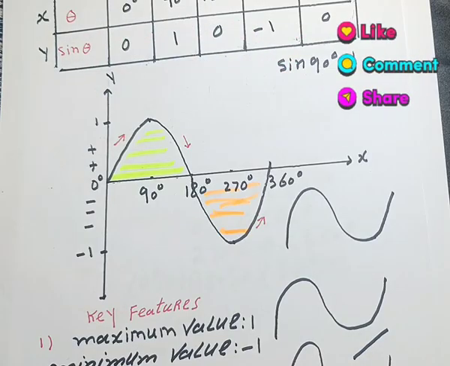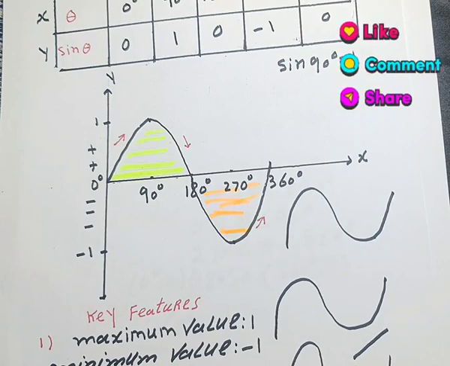In my next video, I will show you the equation of the graph, and I will explain to you about the amplitude shifting.